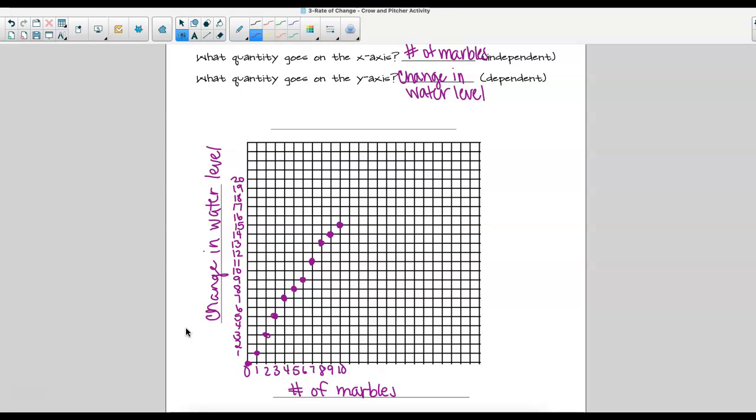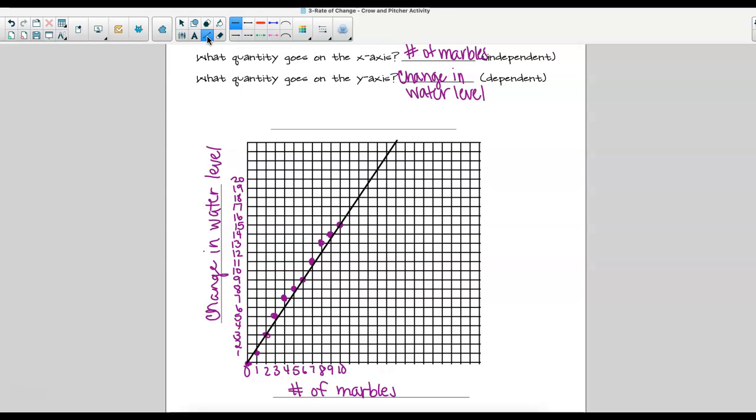So here's how we're going to make that happen. I want you to take your ruler and line it up with the first point and the last point, and draw a nice straight line that goes all the way through the end of the graph.